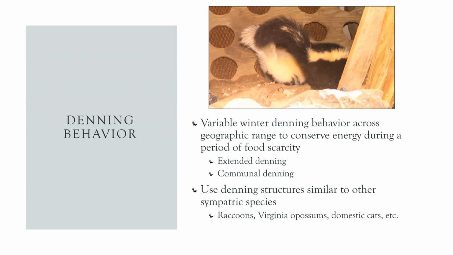They also participate in communal denning, or huddling, where there's more than one striped skunk occupying a den at a single time, and they just huddle together to preserve body heat. This is also important because striped skunks use denning structures that are similar to other sympatric species, other species that are found in the same areas, such as raccoons and Virginia opossums and domestic cats, and the list goes on.